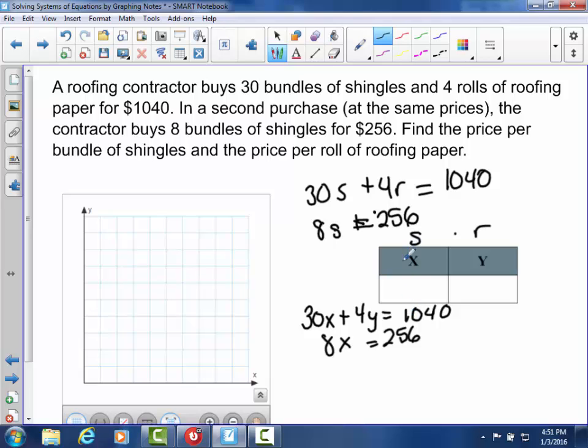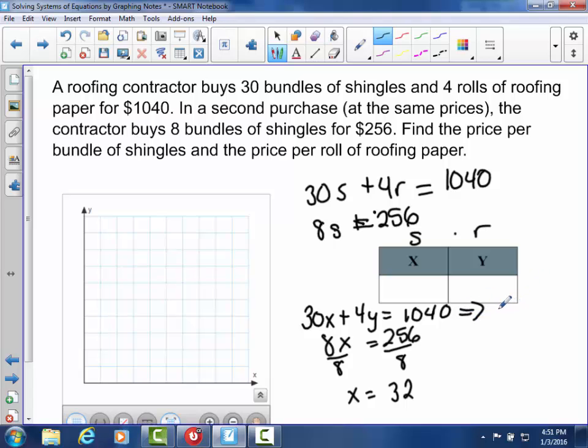Okay. All right, so if we're going to graph this, we need to solve for y. And then this one doesn't have a y, so we'll just solve for x. So we divide that by 8, and that tells us that x equals 32, since 8 goes into 256 32 times. So no matter what, x is going to be 32, right? Okay, so knowing that, we can also solve here.